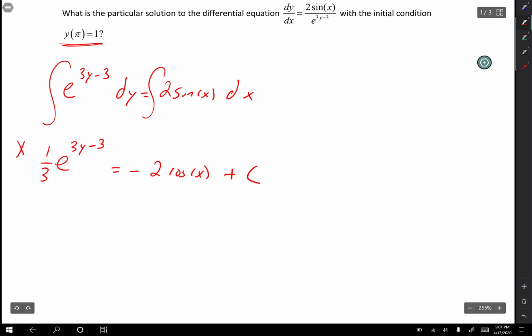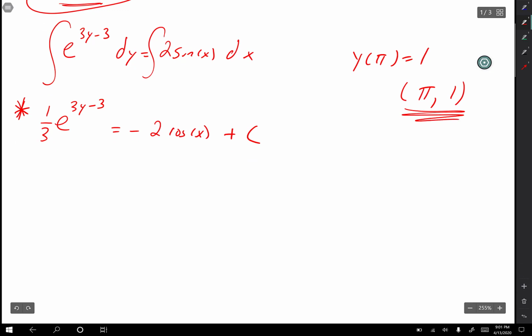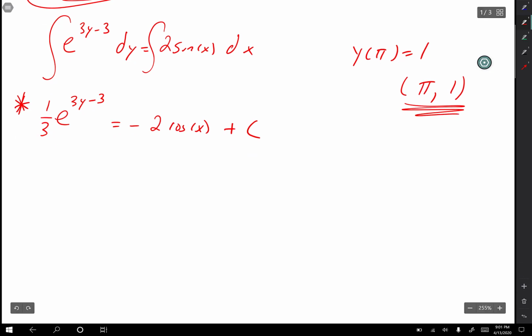So this feels like a good time. I guess we could continue times 3 everything and then ln, but I don't want to mess with the ln right now, guys. I know that y of pi is equal to 1 as a condition that they gave me. So what that means is that I have an x coordinate of pi and a y value of 1. So I'm going to insert these two into this expression and see what I get. I'm going to write 1/3 e to the 3 times 1 minus 3 equals negative 2 cosine pi plus c.